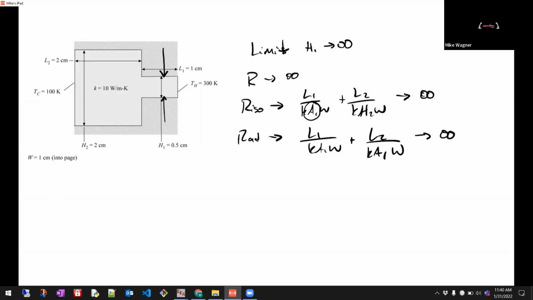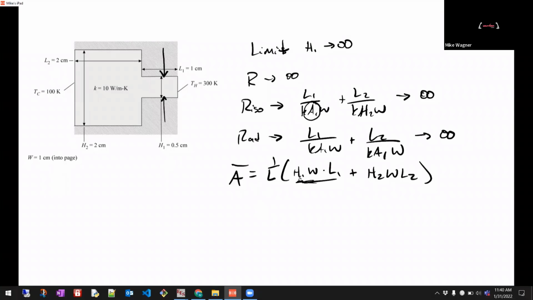Okay, and then now we have our area model. So in our area model, A bar is going to be what? It's going to be 1 over L times H1 times W times L1 plus H2 times W times L2. All right, so we said what? H1 is going to 0. So this goes to 0.